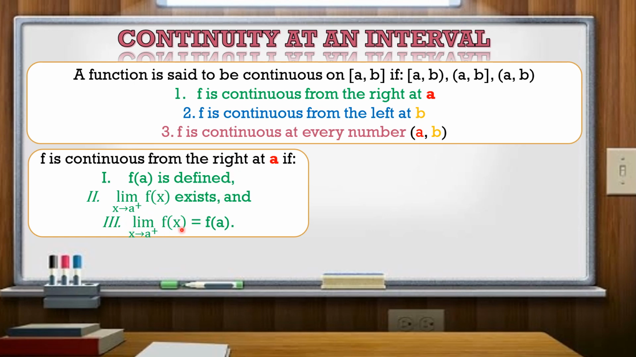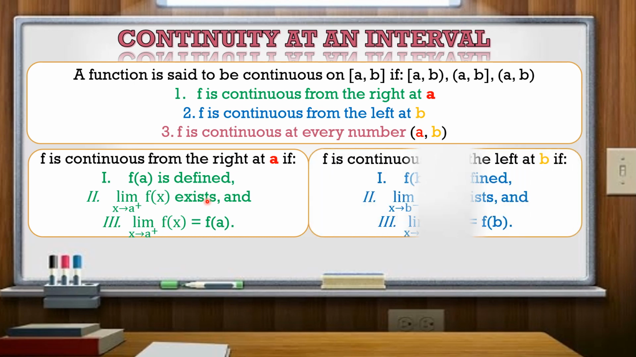Then third, we need to compare your step 1, your f of a, and also the limit of your function as x approaches a positive. Kung yung first step is defined and also your second step existing, then equal naman yung third steps, then the function is said to be continuous from the right at a. So same din sila ng case ng b, kaso we're looking for the values of your x from the left at b. So 1, hanapin natin kung defined yung f of b.